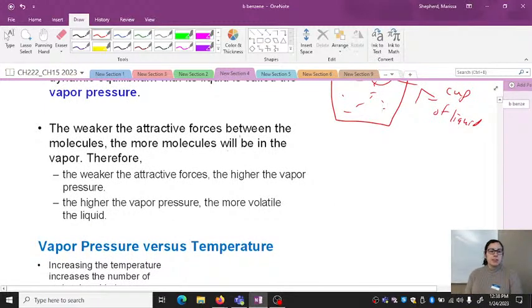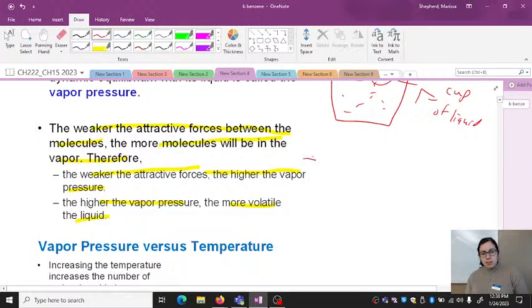And so if you have a substance with weak attractive forces, the weaker the attractive forces, the more molecules will be in the vapor. And so again, the weaker the attractive forces, the higher the vapor pressure. And the higher the vapor pressure, the more volatile the liquid.